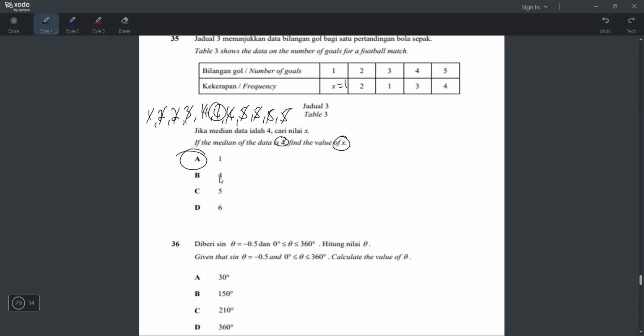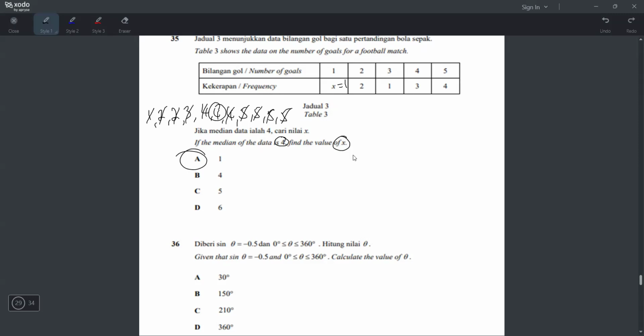Okay, B confirm wrong. Confirm. Because if this one become 4, yeah, confirm your median is not 4 already. Yeah, it will be some other numbers, right? And C and D you don't need to try already. Okay, but if you want to try yourself, you can try yourself, but I won't do it. Okay, because I don't want to waste my time. So I already know A is the answer. Why should I waste my time, right? So just bulat and then move on.